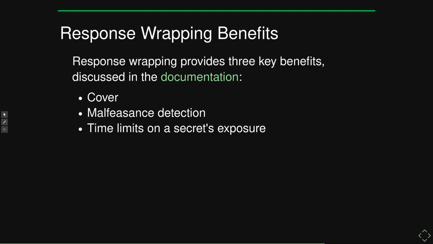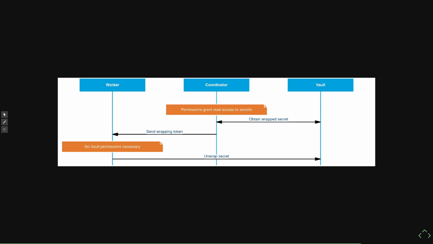So when might you use response wrapping? Well, let's consider an application environment where you have a bunch of worker nodes and then some kind of coordinating process. Those worker nodes might be very ephemeral. They might even be spun up in places that you don't necessarily trust, like a customer's environment or somewhere else. And so those workers reach out to the coordinator, and that coordinator obtains the secrets for them. And that coordinating service will have permissions to read the actual secrets from Vault. But instead of reading the secret directly and passing the secret over to the worker, the coordinator can request a wrapped secret, and it will get that token back from Vault and send that token to the worker.